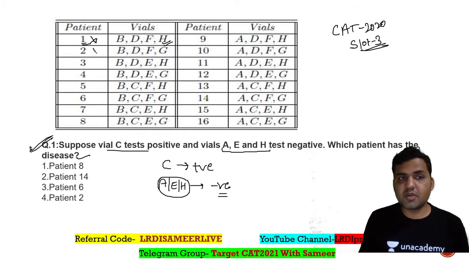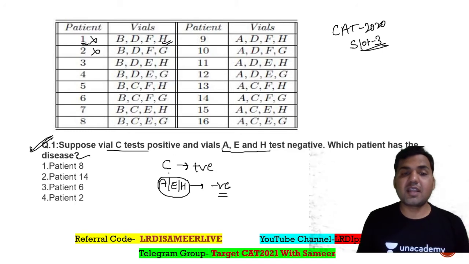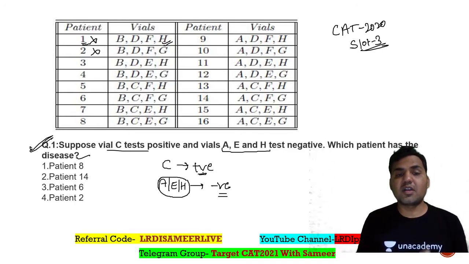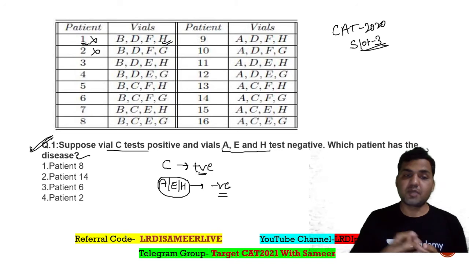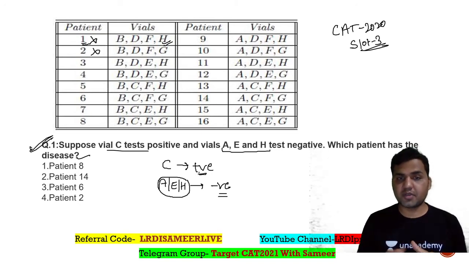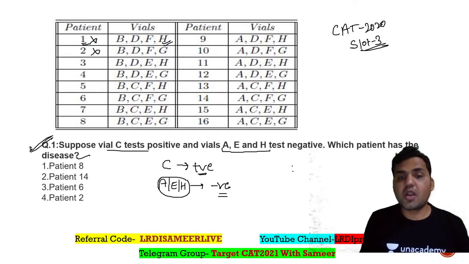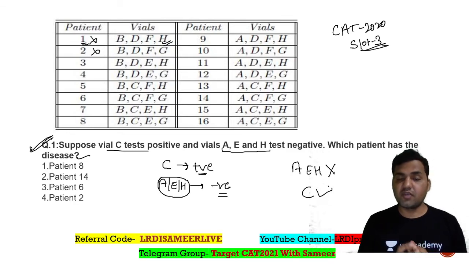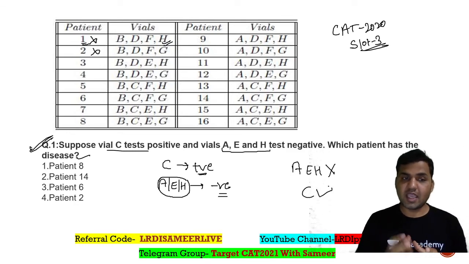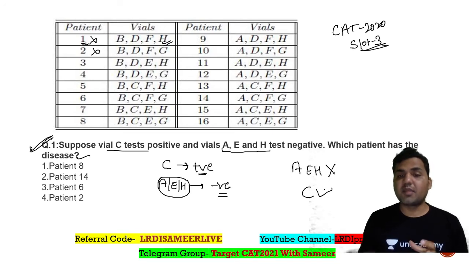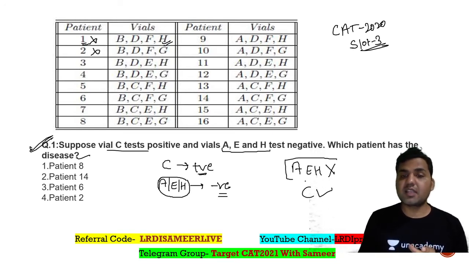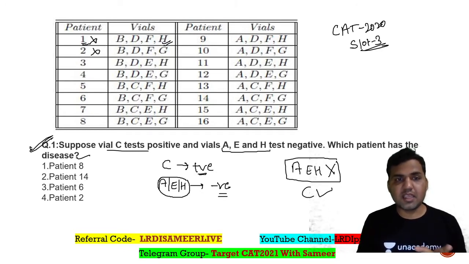Can I say that patient number 2 will not have the disease? Why? Because you see that C is showing the positive result. Only a patient whose blood is present in vial C will be showing the positive result. So basically you are looking for that combination which should not include A, E and H and should include C. The blood should not be present in A, E and H, but it should be present in C, right? So C must be there and A, E, H must not be there.